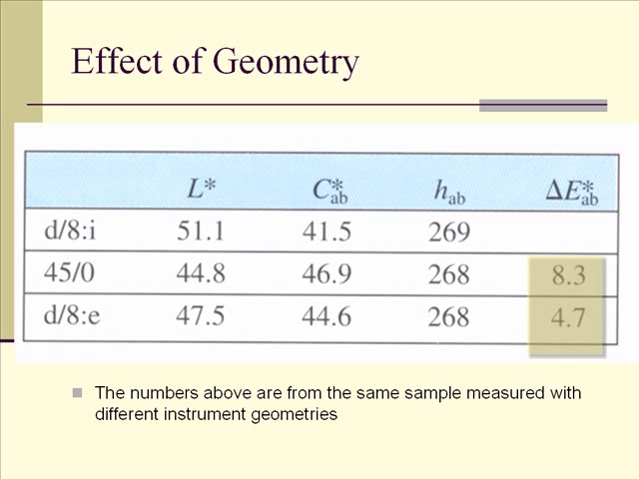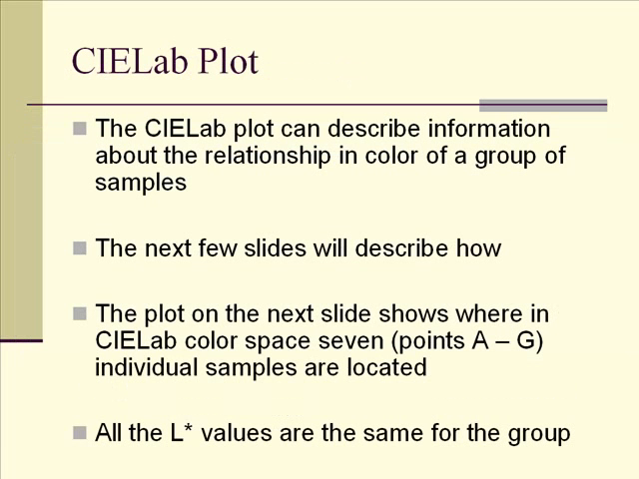In general, and this is a very general statement that doesn't always hold true, but in general, if your delta E is greater than 1, good chance it doesn't match. If it's less than 1, good chance it does match. You can see those values are much greater than 1. The C-Lab plot can describe information about the relationship in color of a group of samples. The next few slides will discuss how. The plot on the next slide shows where in C-Lab color space 7 points, A through G, our individual samples, are located.